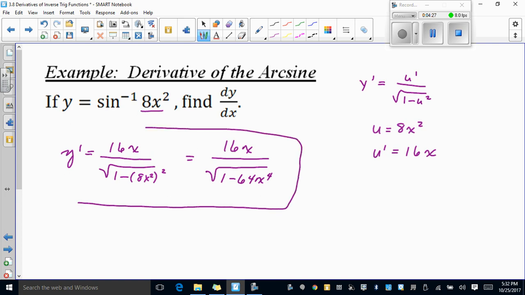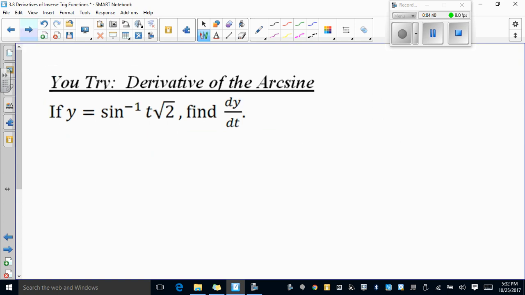Okay, let's look at another example. Arc sine again. So y prime is u prime over the square root of 1 minus u squared. So u in this case is, I'm going to write it with the constant in front, radical 2 times t, I'm sorry, that's just u. That gives us u prime to be just radical 2. Nothing more. Now we can plug it into our problem.